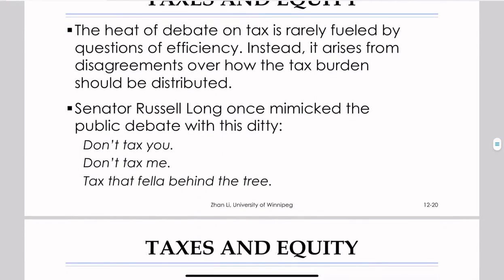Obviously, as taxpayers, most taxpayers will want to pay a lower tax, right? So this guy, Russell Long, had an interesting ditty about this. Don't tax you, don't tax me, tax the guy behind the tree, right?